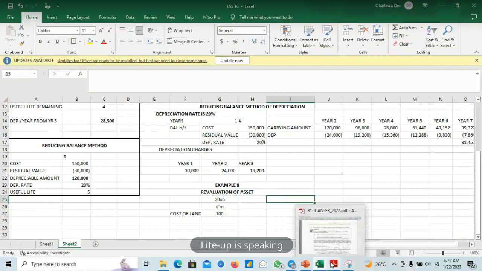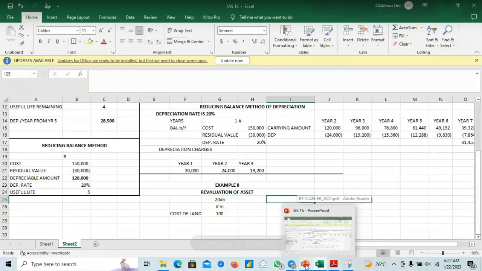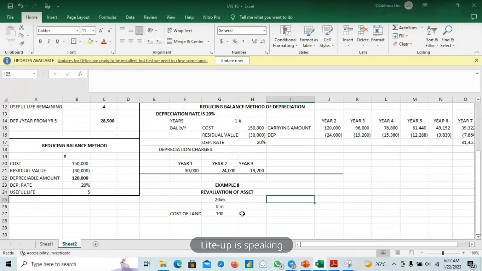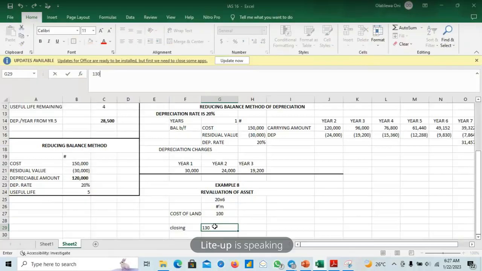But they now said, in what year? They said the business revalues land as permitted by IAS 16. The land was revalued to 130 at the end of the first year. So the opening balance as at 20x6 is this amount. But at the end of the year, that is the closing balance, opening balance, then closing balance, which is same as balance carried forward. They said the land is now 130,000 at the end of the year.